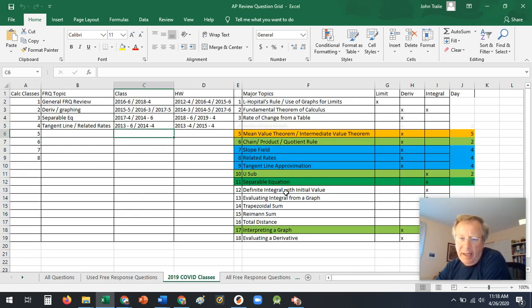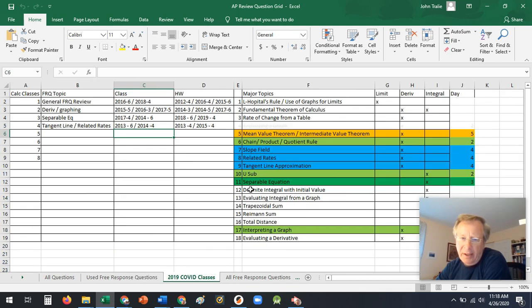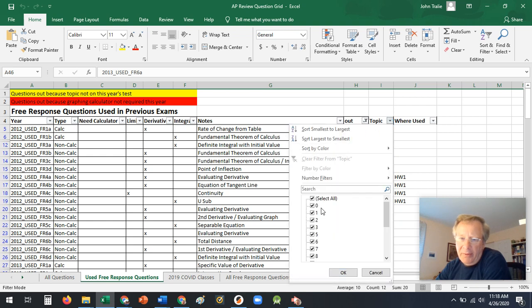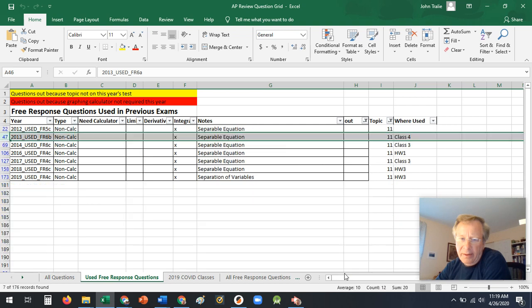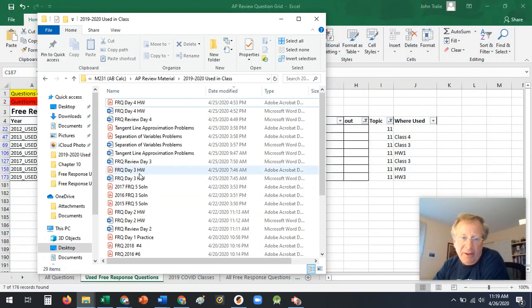So guys, today I was going to talk mostly about separable equations, and the equations that we're doing are going to have a separable equation bent to them. That's number 11. So if I filter on number 11, you can see there's been a separable equation question 2012, 13, 14. We skipped 15 for some reason. 16, 17, 18, 19. It shows up just about every year.